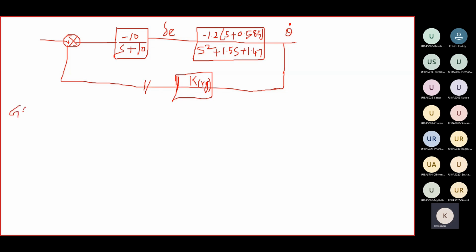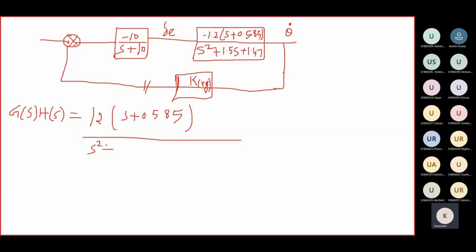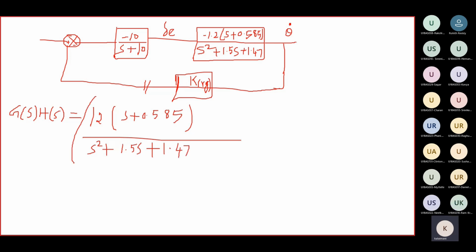Therefore, the open loop transfer function G of S into H of S is minus 10 into minus 1.2, which gives 12 into S plus 0.585, divided by S square plus 1.5 S plus 1.47, multiplied by the feedback rate gyro sensor value K. So we try to sketch the root locus for this transfer function.